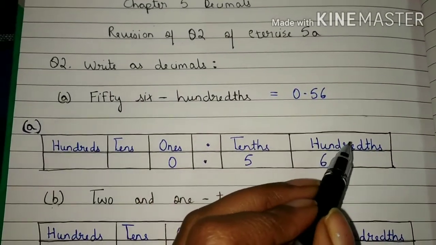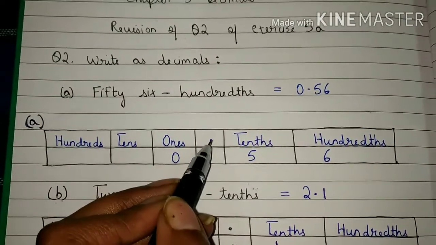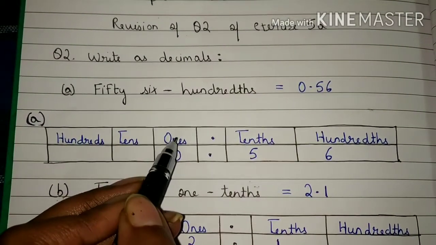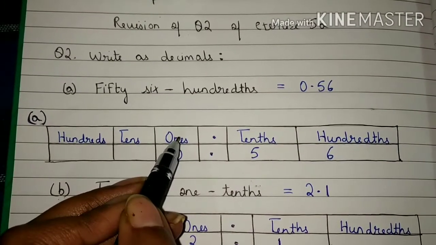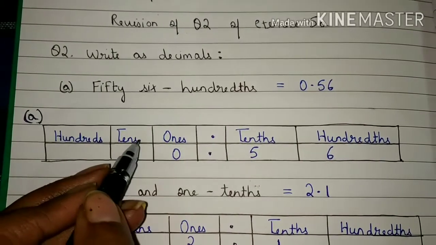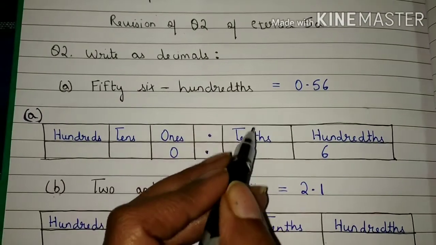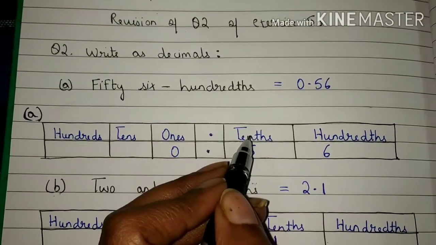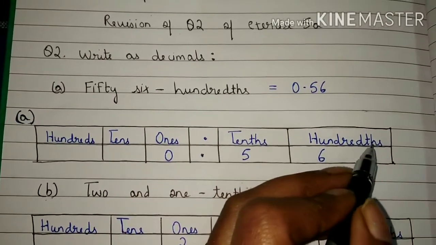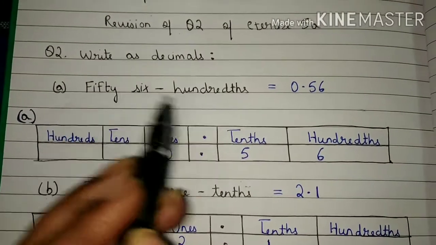Students, first of all, you will draw place value chart like this. In the middle, you will put a decimal point. After that, before the decimal point, it means on the left side of the decimal point, you will write places as ones, tens, hundred. Then, after the decimal point, it means on the right side of the decimal point, you will write places as tenth, hundredth. Now students, you will write numbers into the place value chart.